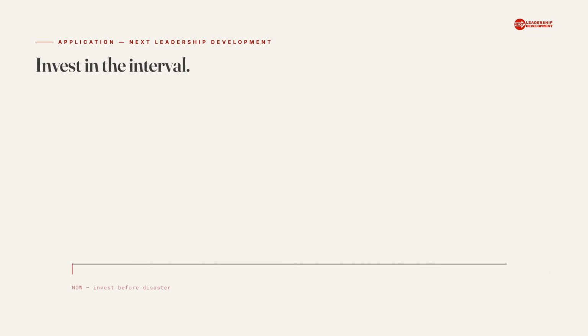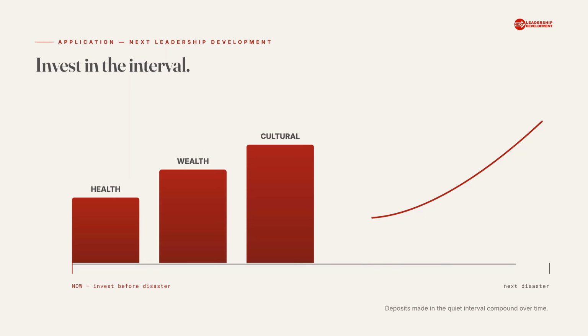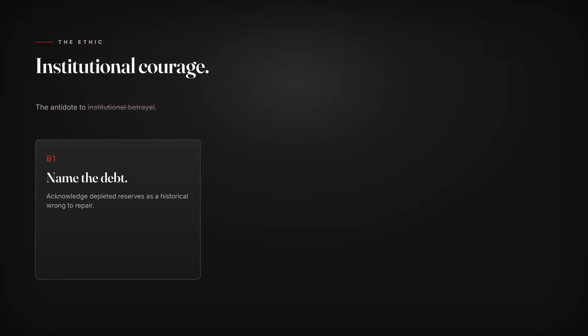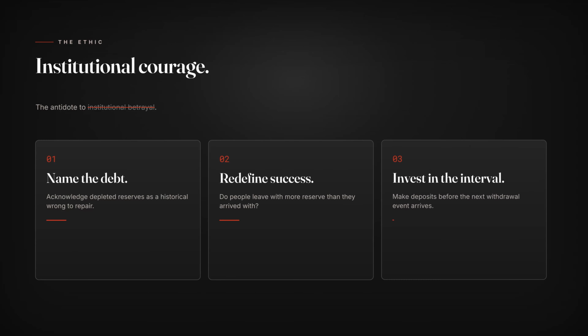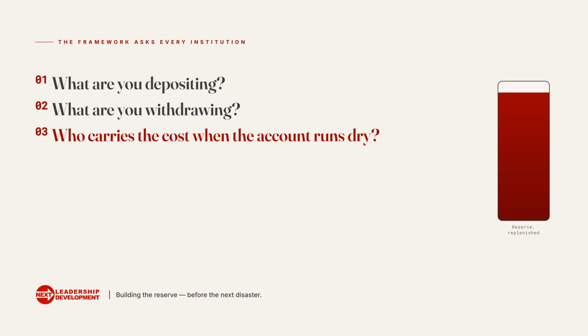This is why Next Leadership Development invests before disaster for health, wealth, and cultural resilience. Deposits made in the quiet interval compound over time. The antidote to institutional betrayal is institutional courage. Name the debt, redefine success, and invest in the interval. So the framework asks every institution 3 questions. What are you depositing? What are you withdrawing? And who carries the cost when the account runs dry?